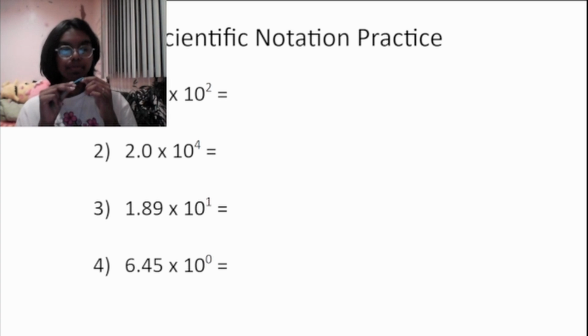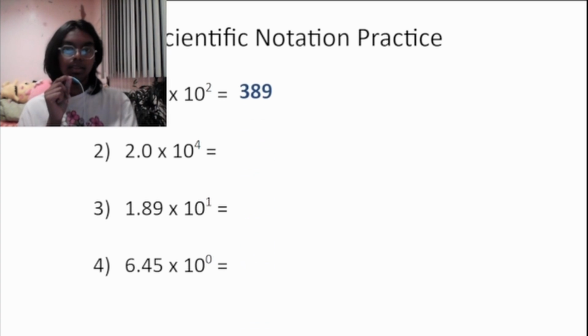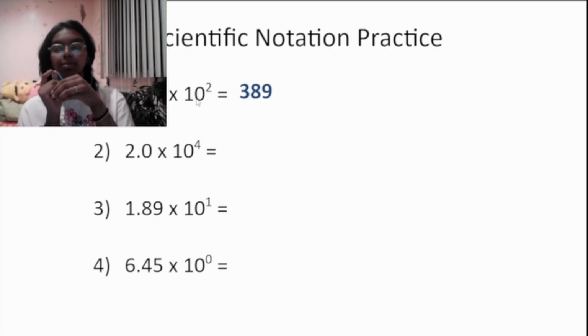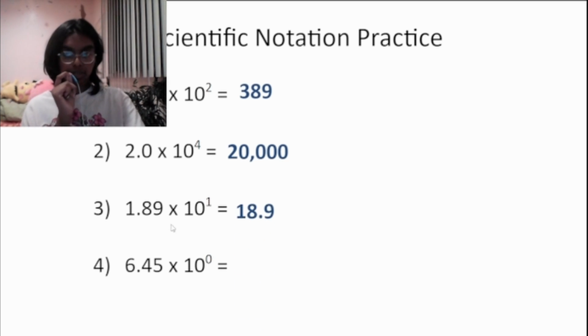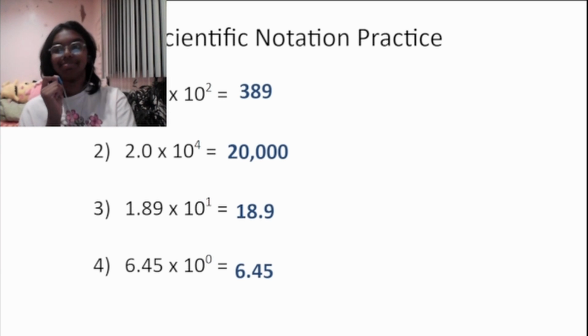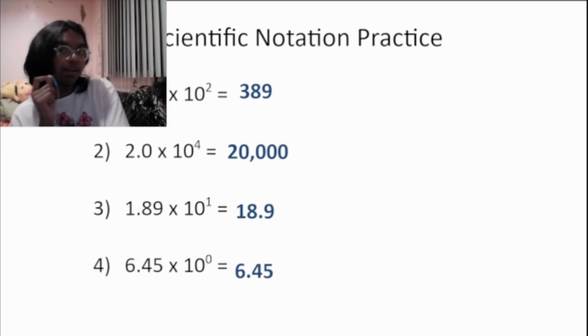Here are some of these. So pause the video and do them. This one, you just move the decimal place how many times this number says. So 2 times, so 1, 2, 380. So if it's a positive exponent, you move it to the right. There we go. Number 2, 20,000, you move the decimal place 4 times to the right. Number 3, 18.9, move the decimal place 1 time to the right. Number 4, literally the same number, because 10 to the 0 power is 1. Or you can just move it 0 times. So, whatever works for you, whatever floats your boat.